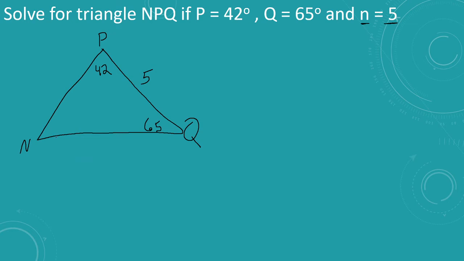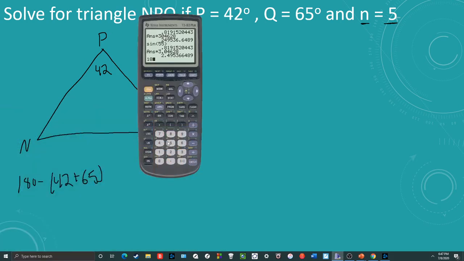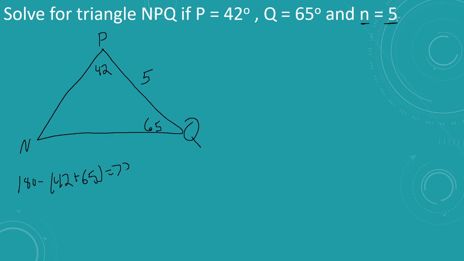So just like in the last situation, the first thing we do is figure out this missing angle here, because that's going to be the easiest one to figure out first, because all you do is the 180 trick. So you do 180 minus the sum of the angles you currently have. And let's go ahead and figure out what that is. 180 minus 42 plus 65. 73. So this is 73 degrees.